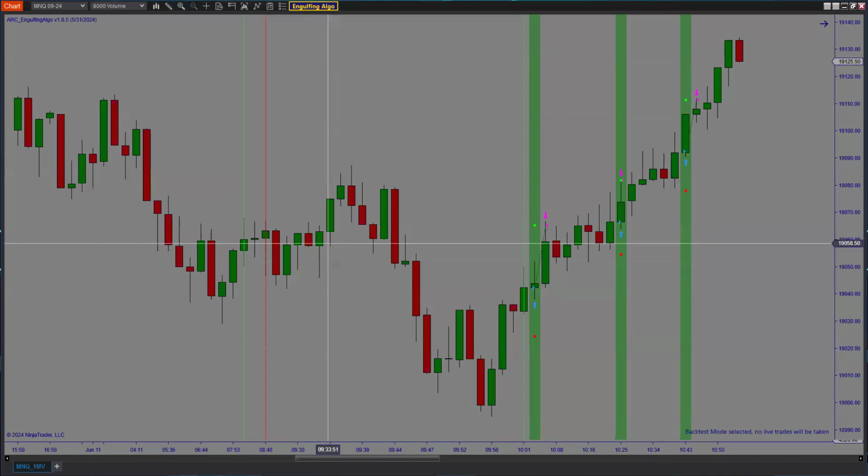Is there a way to get lines on MNQ? It's also not showing up in P&L. Yes. When you say lines, you mean like the trade lines or the coloring on the back of the chart? So let me know there.